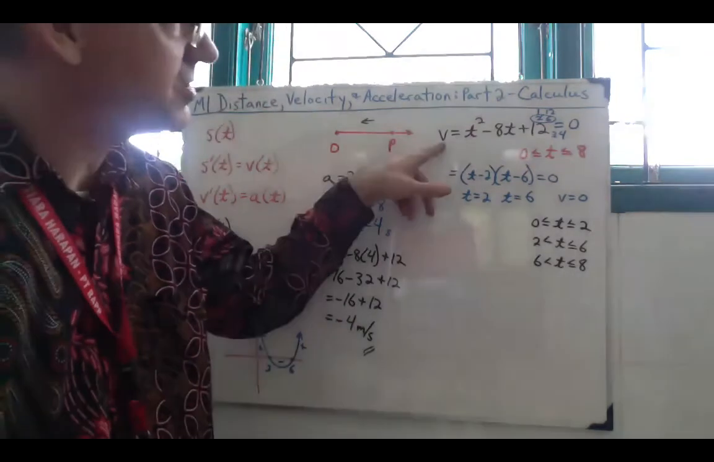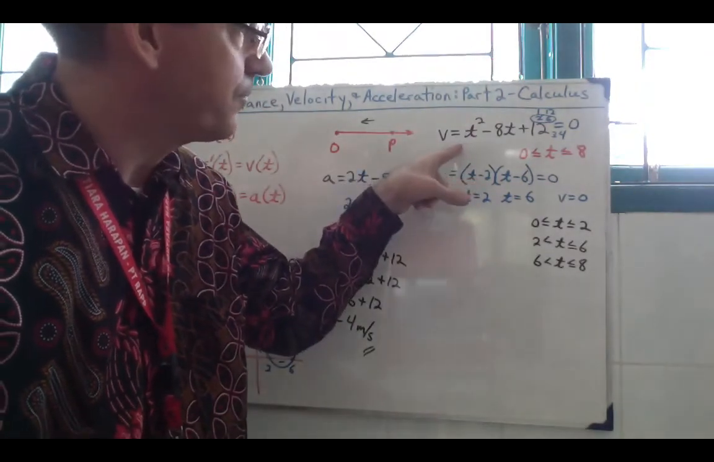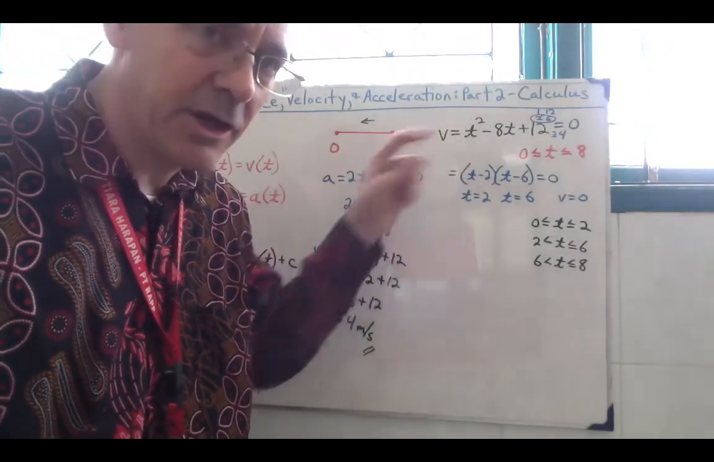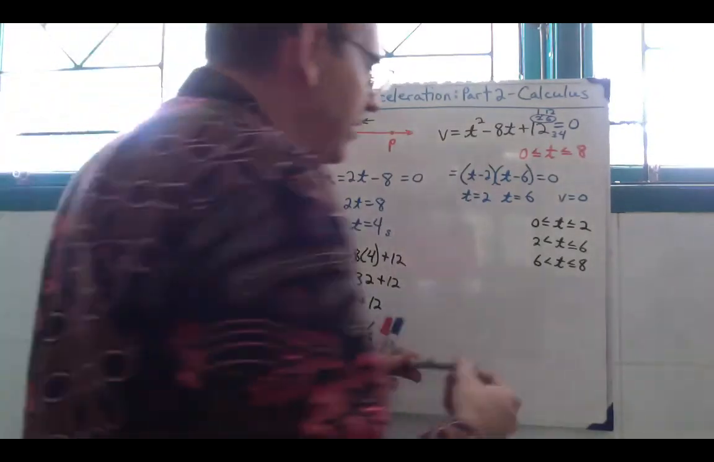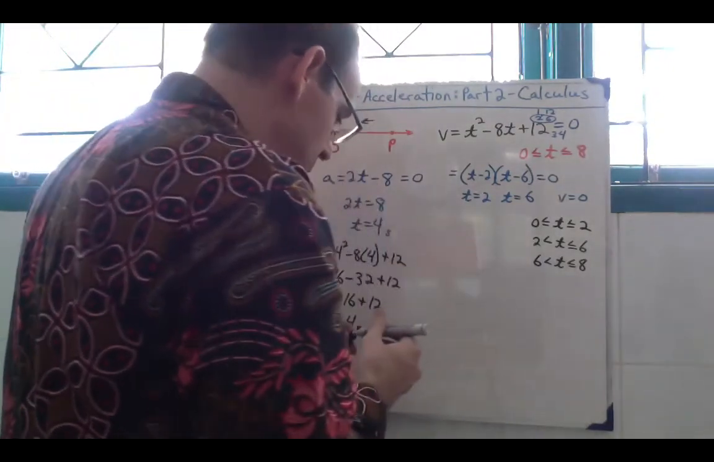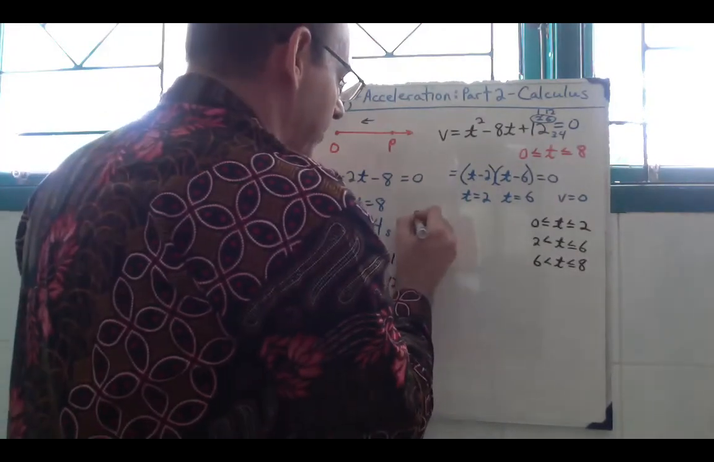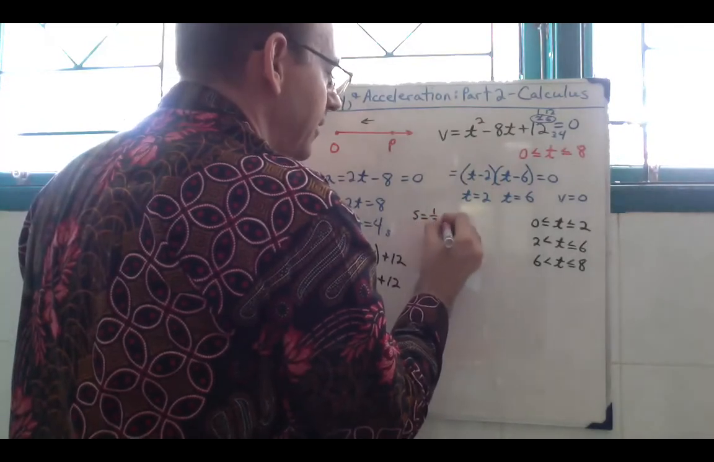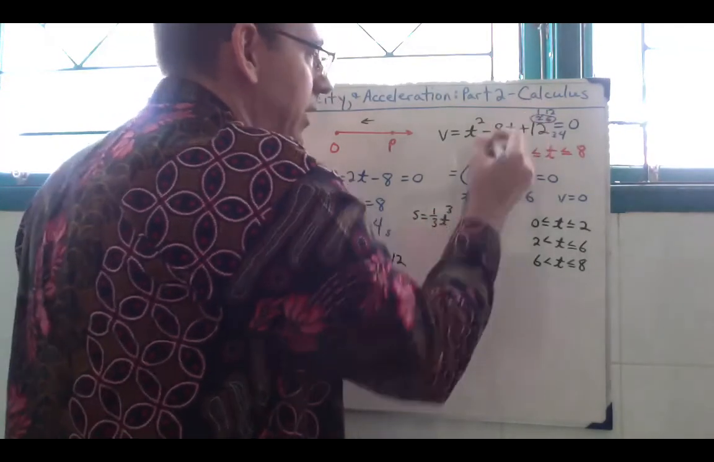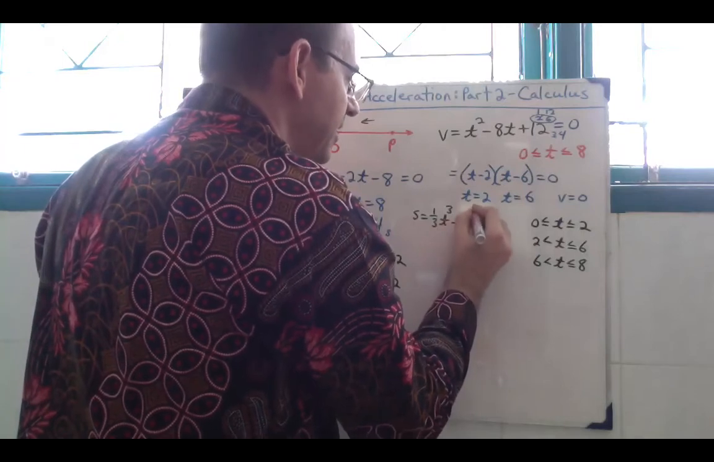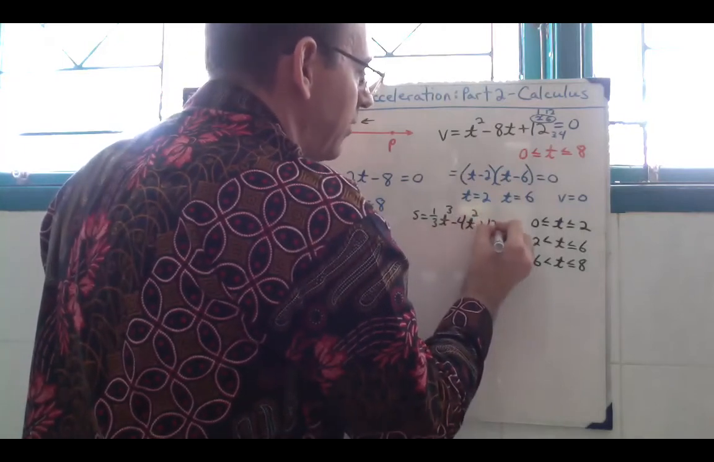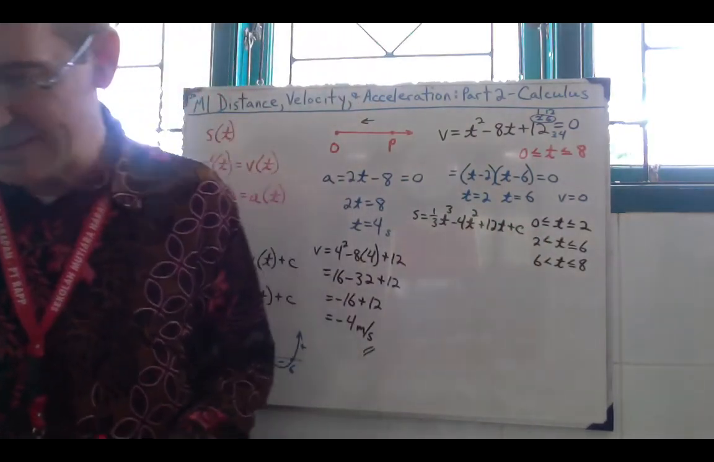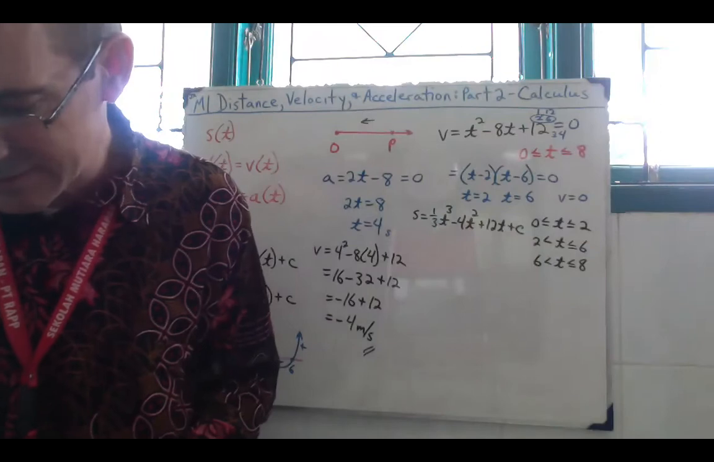So to find the position function, we need to integrate our velocity. So when we integrate our velocity, we're going to get, we have to add 1 and divide. So 1/3 t cubed, add 1 and divide, minus 4t squared plus 12t. We're going to have to think about the plus c here.